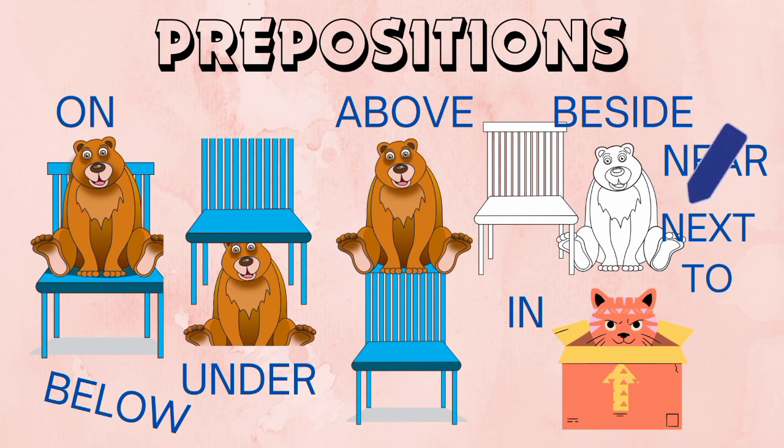Or you could also say the bear is next to the chair. Beside, near and next to all mean the same thing. The bear is in the box. On, below, under, above, beside, near, next to and in are all prepositions that indicate the location of the bear.